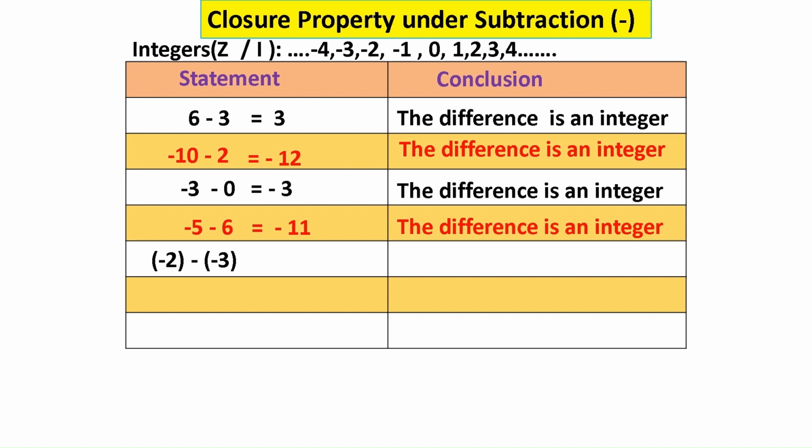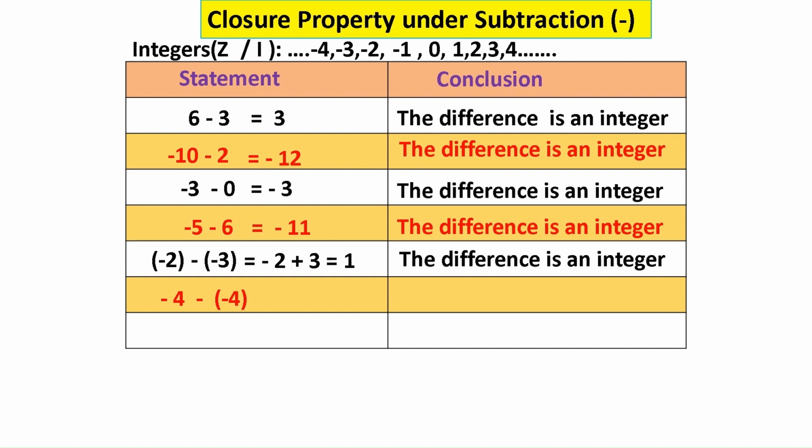Now minus 2, minus of minus 3. What do we get here? Now observe. So minus 2, minus of minus 3 becomes plus. That's why minus 2 plus 3 we will get plus 1. So here the difference of minus 2 and minus 3 is plus 1. So now the difference is an integer.